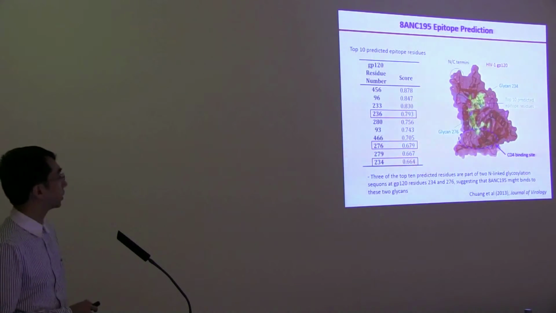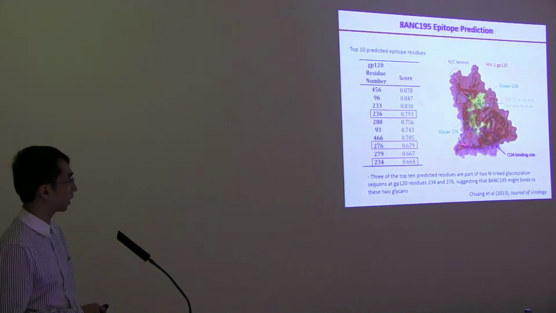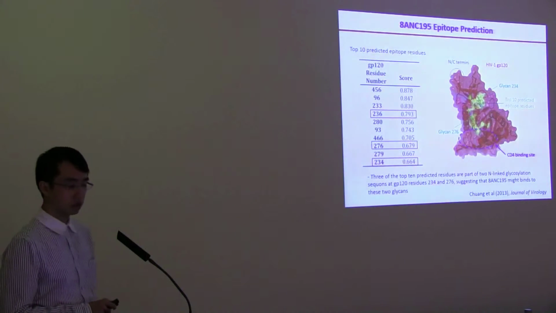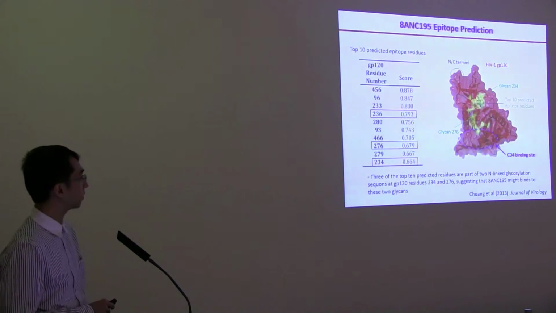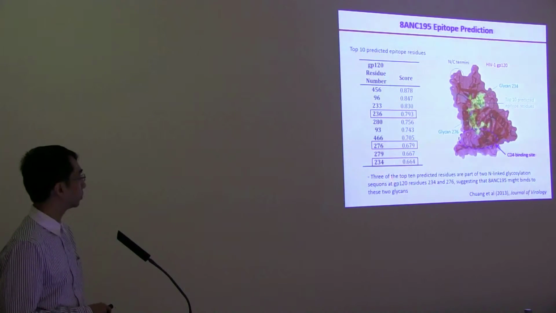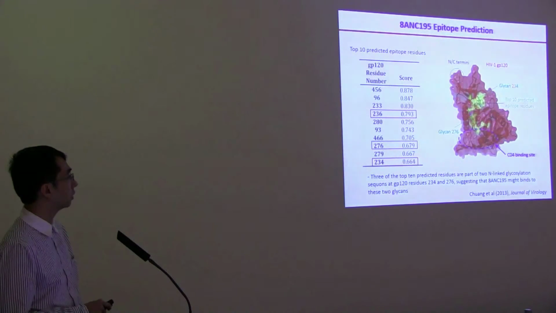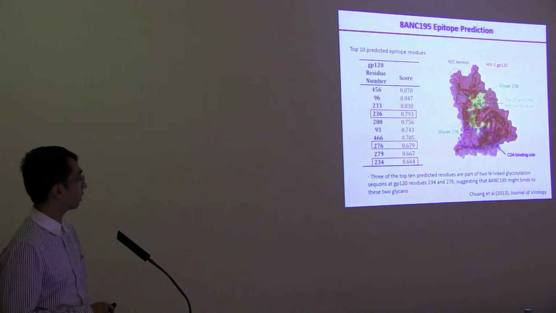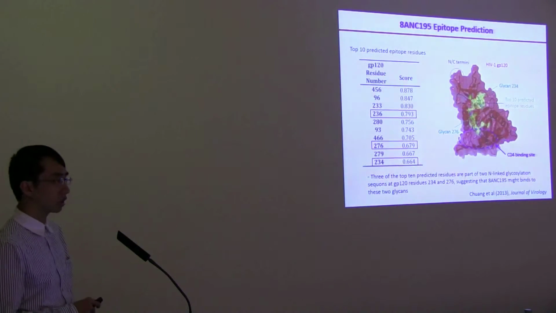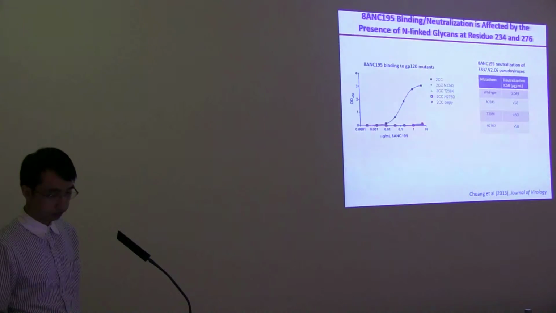So this slide shows a prediction of our algorithm. You can see that the top 10 predicted residues from our algorithm are not located in the CD4 binding site, which corresponds to the previous experimental evidence. And it is interesting to see that 3 of the top 10 predicted residues are part of 2 N-linked glycosylation sequons at GP120 residues 234 and 276. So it suggests that this antibody might actually bind to these 2 glycans.